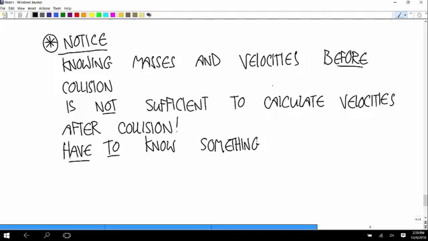You are going to do very few problems like this, but yes. If someone ever asks you about something where you're not given any additional information, just know mathematically there's nothing you can do. It's not about whether you're good or bad enough at physics to do it. It's just not enough information. So you have to know something about the collision.